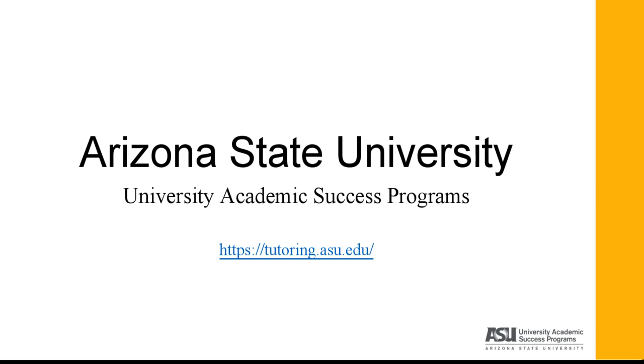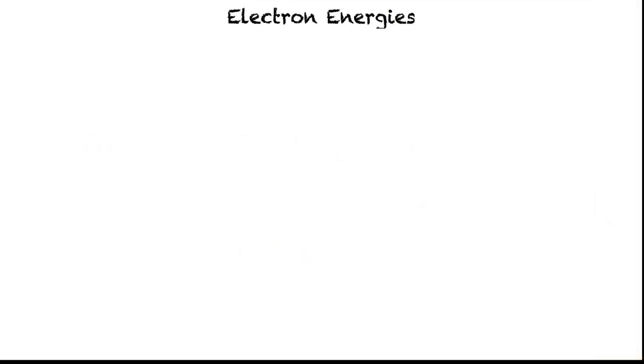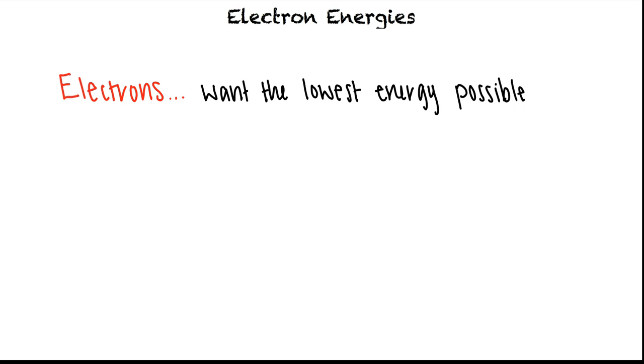This video will cover the topic, Electron Energies. What's the importance of the energy of electrons? Atoms exchange or share electrons, which results in chemical bonding. Ultimately, electrons want to have the lowest amount of energy possible. And when electrons are in a bond, they are lower in energy.